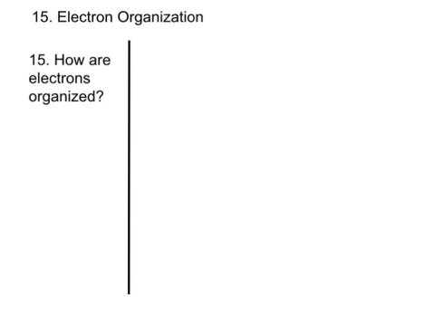Okay, so we know from our previous notes that the nucleus of the atom contains the protons and the neutrons, and we can have different isotopes of atoms because atoms can have different numbers of neutrons. In these notes, we're going to talk about the electrons. So the first question is, how are electrons organized?